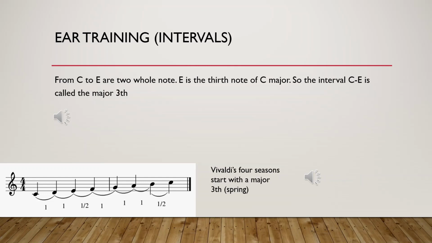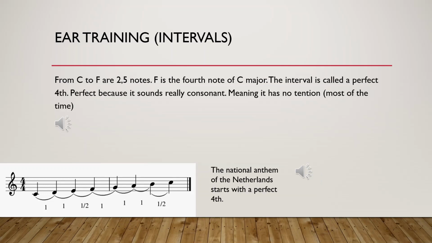Of all these, the four seasons start with a major third. Ba bum, do re mi, do mi. Then from C to F is a perfect fourth. It's perfect because it sounds really consonant.